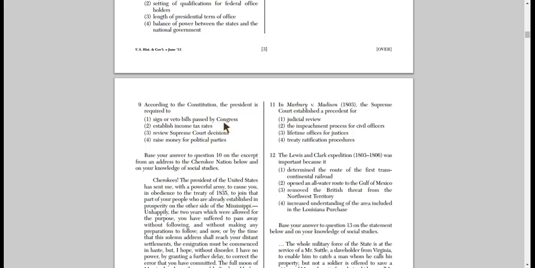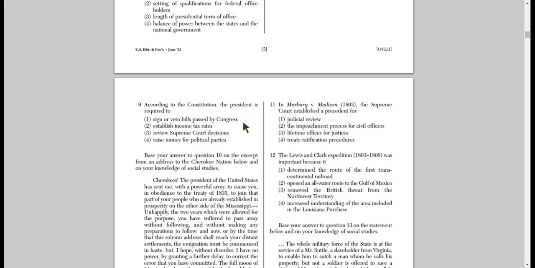Sign or veto bills passed by Congress. That is part of what it says that he has to do in Article 2 that establishes the executive branch. So he can either sign them or he can veto them or he can do nothing for 10 days, and that's called a pocket veto when Congress is not in session. He can establish income tax rates. That's what Congress does, specifically the House.